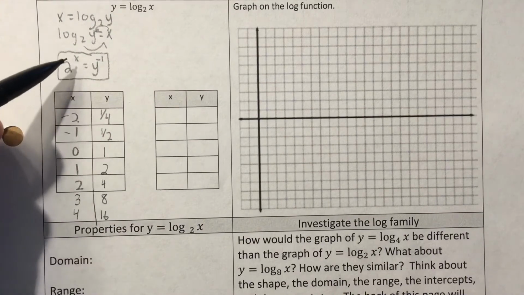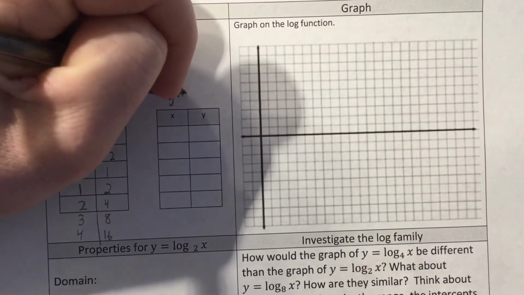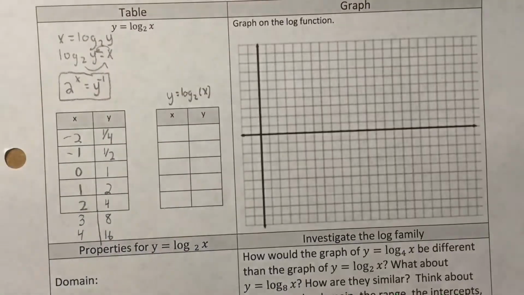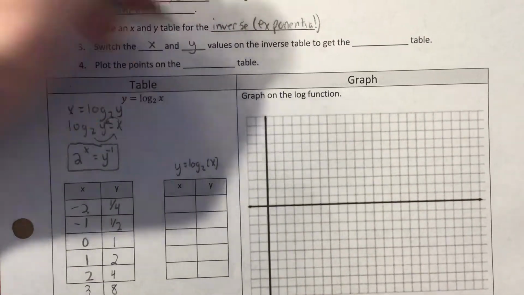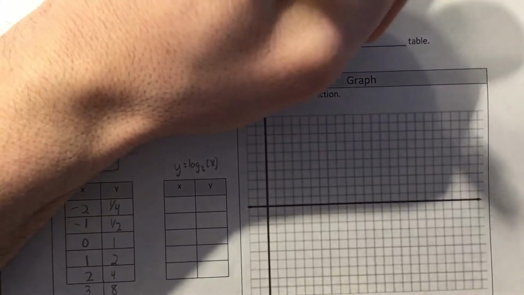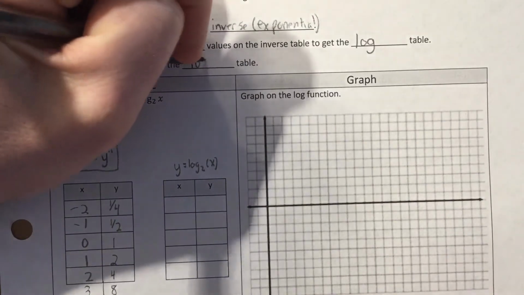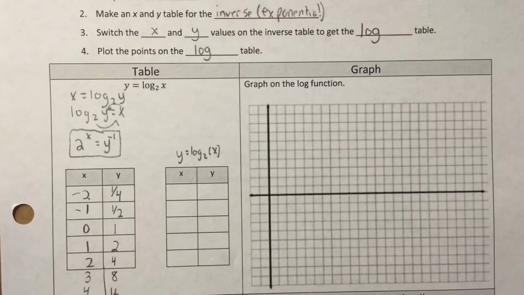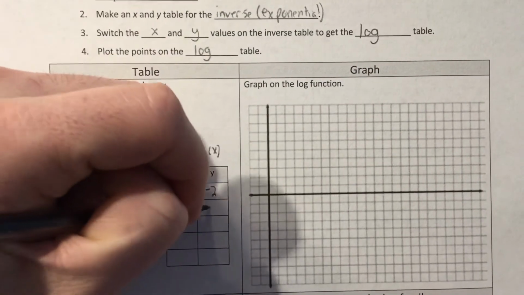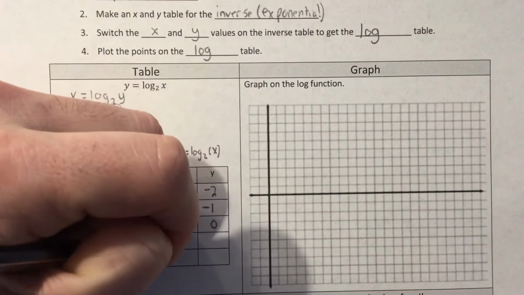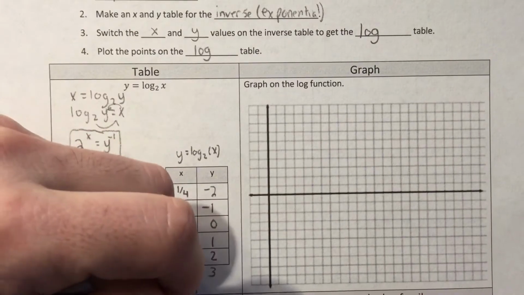So I have my 2 to the x, my inverse or my exponential table. And to get my log table, so this will be the y equals log base 2 of x table, they're inverses of each other, so we just switch the x and the y values. So switch the x and y values on the inverse table to get the log table. And then we're going to plot the points on the log table. So if this is -2, 1/4, I have 1/4, -2; 1/2, -1; 1, 0; 2, 1; 4, 2; 8, 3; and 16, 4.